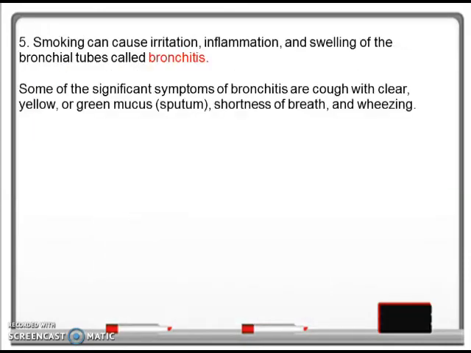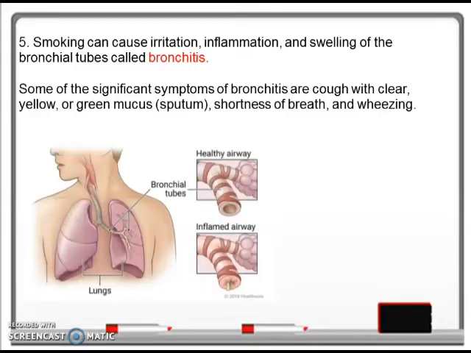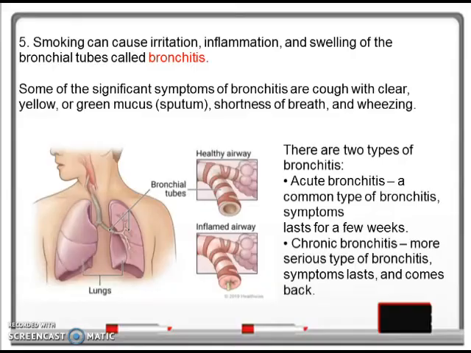Number 5. Smoking can cause irritation, inflammation, and swelling of the bronchial tubes called bronchitis. Some of the significant symptoms of bronchitis are cough with clear, yellow or green mucus or sputum, shortness of breath, and wheezing. There are 2 types of bronchitis. Acute bronchitis is a common type of bronchitis, with symptoms that last for a few weeks, and chronic bronchitis is a more serious type of bronchitis whose symptoms last and come back.